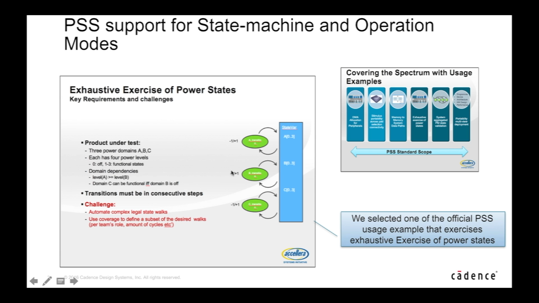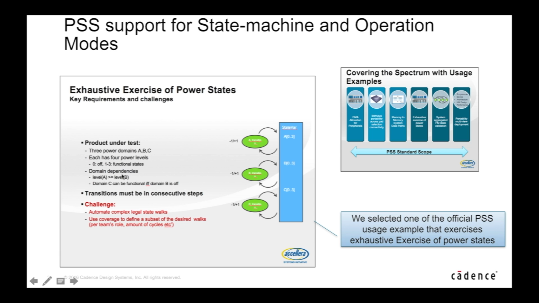You can traverse the states. You can only go one step up or down, consecutive steps, but as you do so, you need to follow some rules. So forever, level A must be bigger or equal to level B. Domain C can be in functional mode only if domain B is off.